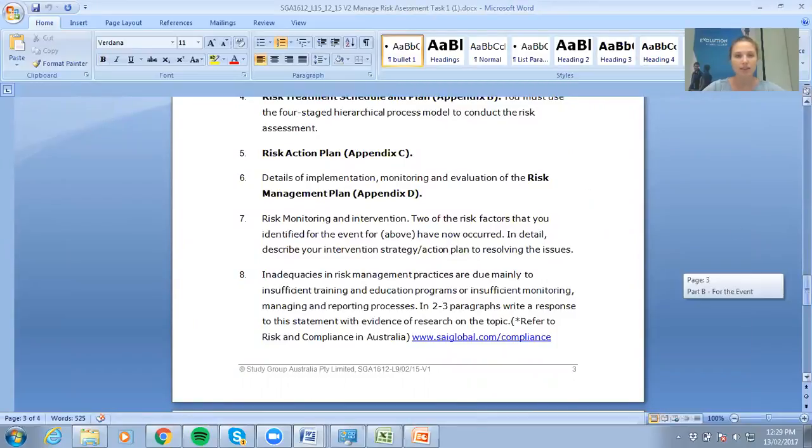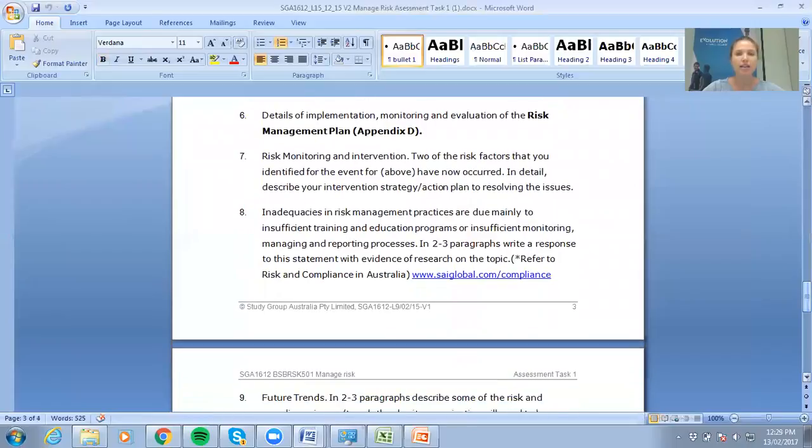And question 7, risk monitoring and intervention. Two of the risks that you have identified for the event above have now occurred. In detail, you need to describe your intervention strategy or action plan to resolve the issue. Okay, so two of your risks have occurred at the event. Describe in detail what you did to resolve the repercussions of that risk happening.